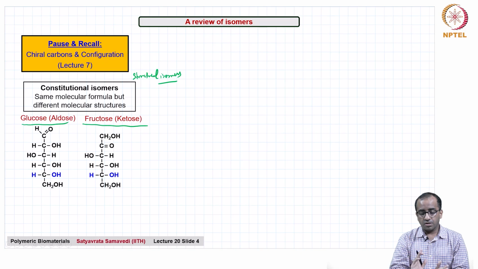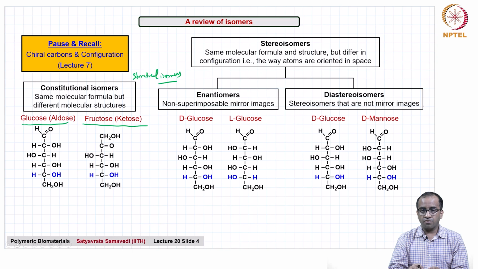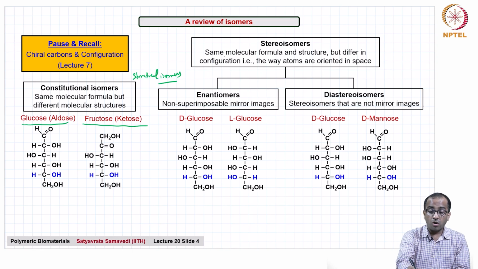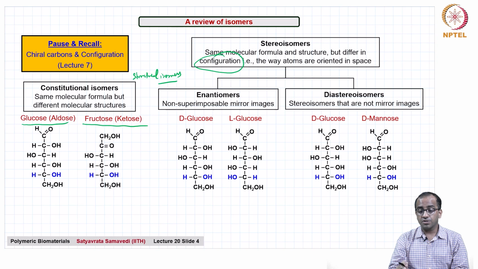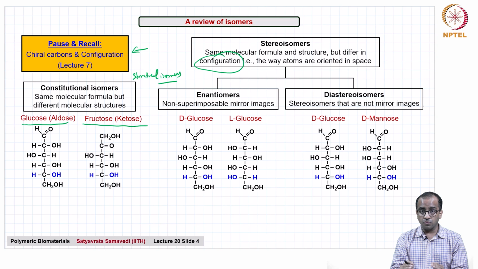Another way to think about isomers is to look at stereoisomers, which have the same molecular formula and structure, but differ in the configuration, as we said a while ago, which has to do with the way the atoms are oriented in three-dimensional space. Now, recall that this is not a new concept. We have seen this in great detail in lecture 7. So, I am just going to recapitulate some key aspects of it as it pertains to polysaccharides and sugars. But if you are not familiar with these concepts, I would suggest that you go back and look up lecture 7 again to refresh your ideas on isomers, chiral carbons and configuration.